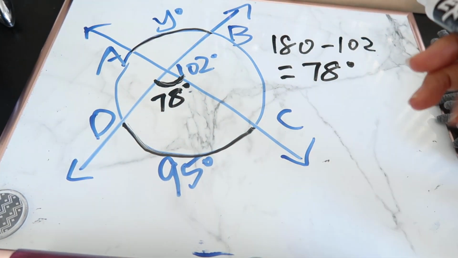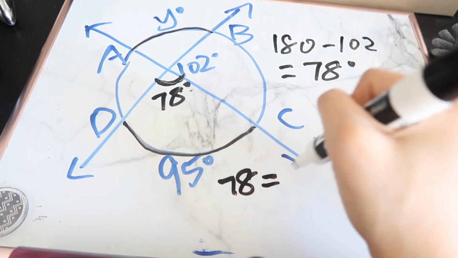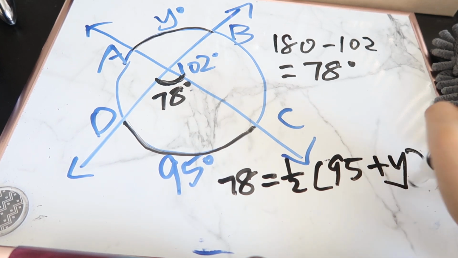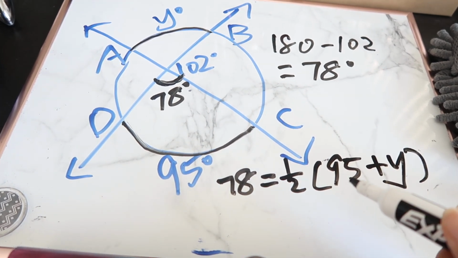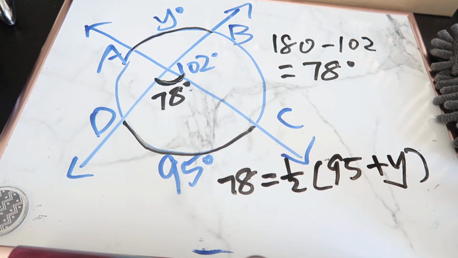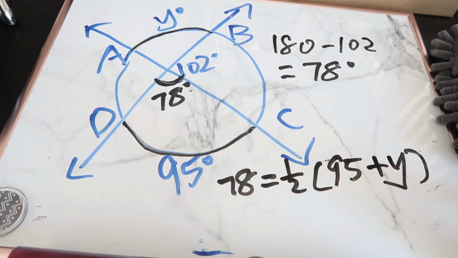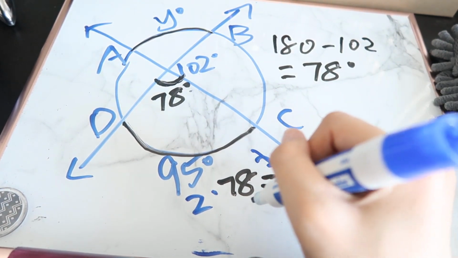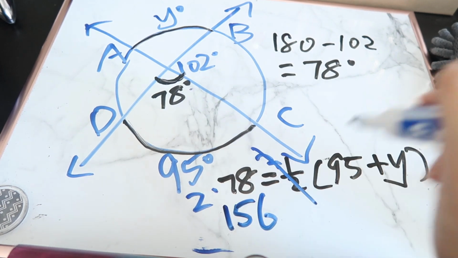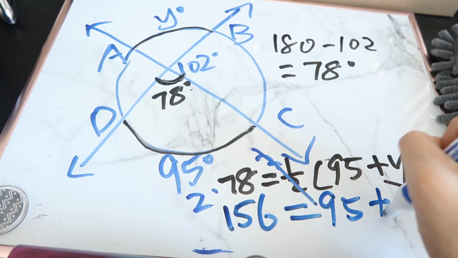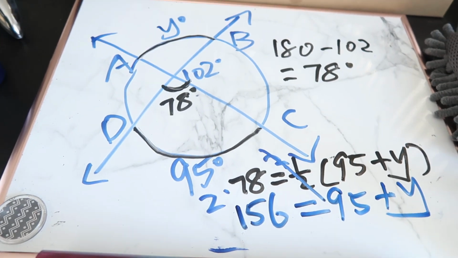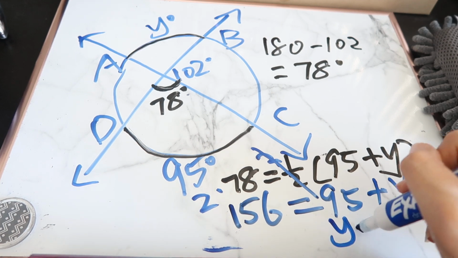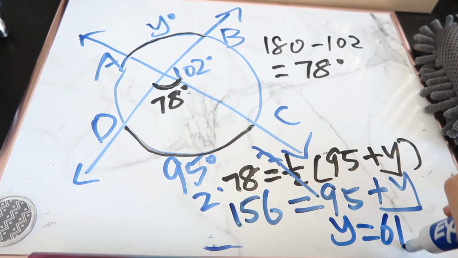Then you can set up your equation. So it will be 78 equals 1/2 of 95 plus y. In order to get rid of this 1/2, you can multiply both sides by 2, and the left side will equal 156 equals 95 plus y. Then in order to find the value for y, you simply subtract 95 from both sides. So y would equal 61 degrees.